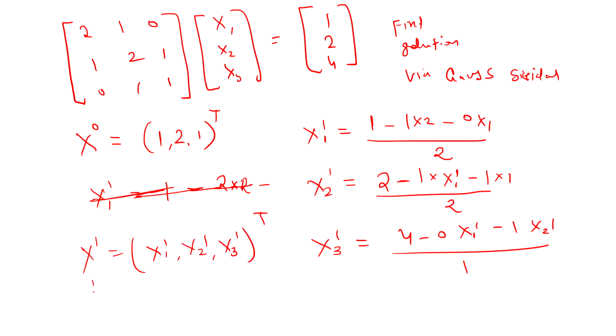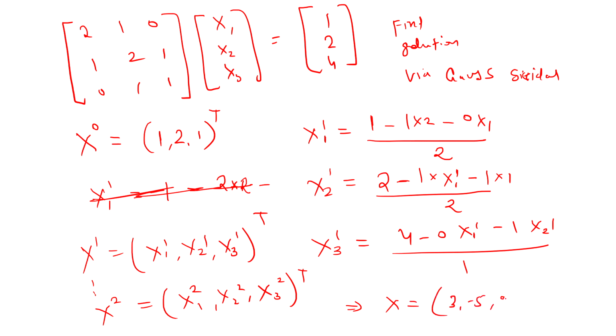Similarly we will have x2, the value at the second iteration, which is nothing but x1 at 2, x2 at 2 and x3 at 2 transpose. This is how we calculate, and finally we will see that the solution x vector is 3, minus 5, 9 transpose. So this basically satisfies all the equations.